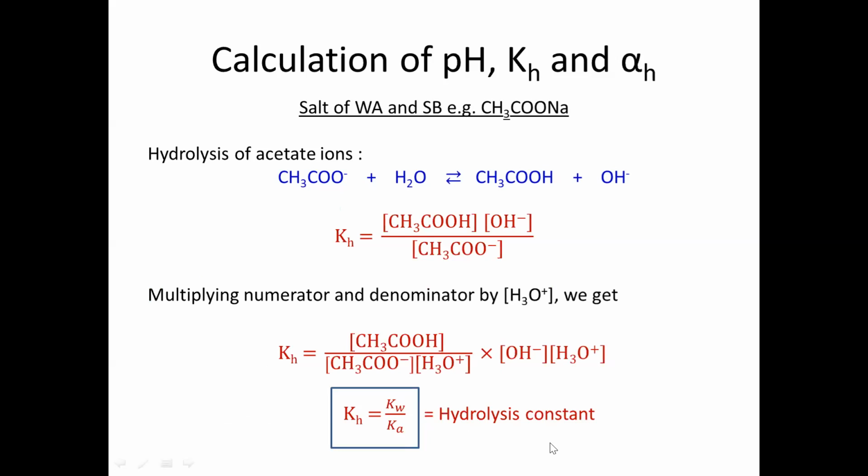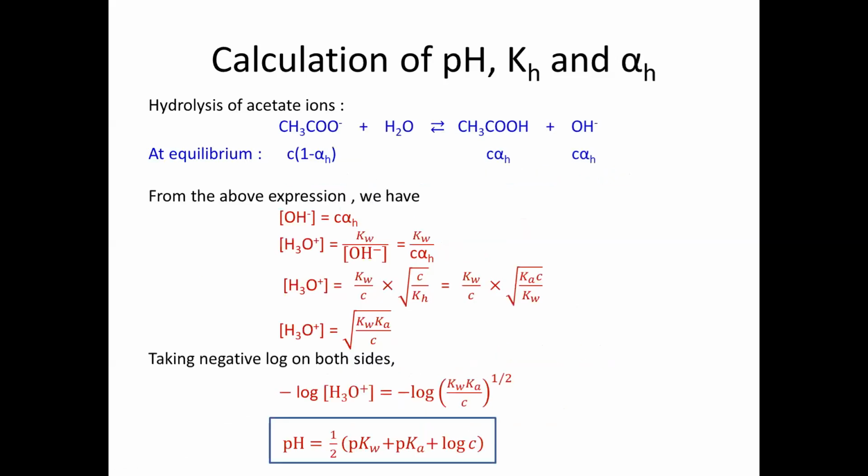Now, once we know Kh as well as alpha H, we need to calculate the pH of the solution. We know that the solution will be alkaline due to the production of OH minus ions. So to calculate the exact pH of the solution, depending on the concentration of salt, we can start from the expression that the concentration of OH minus ions is equal to C into degree of hydrolysis. So the initial concentration is known, and if alpha H is known, you can directly calculate the concentration of OH minus ions.